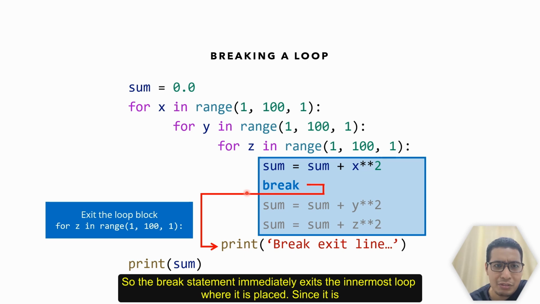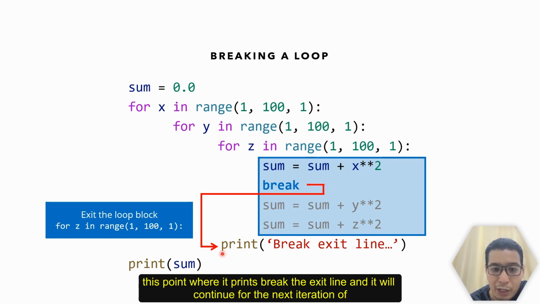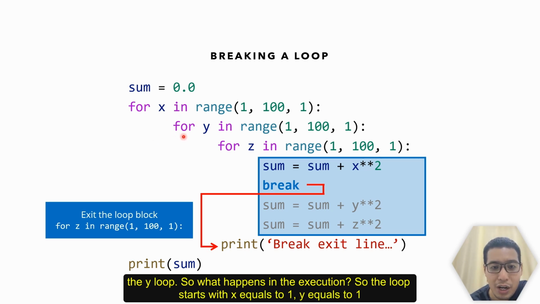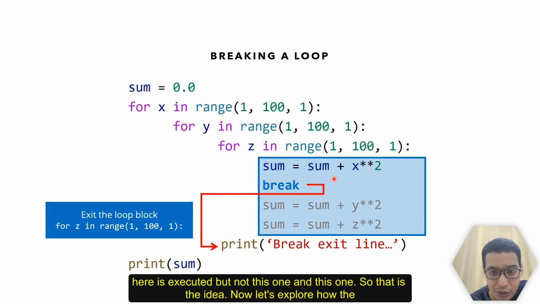So the break statement immediately exits the innermost loop where it is placed. Since it is over here, then the line here and this one will not be executed. So it will immediately jump to this point where it prints the break exit line, and then it will continue for the next iteration of the while loop. So what happens in the execution? The loop starts with x equals 1, y equals 1, and z equals 1. And then the break statement stops the z loop immediately, right? So the line here is executed, but not this one and this one. So that is the idea.